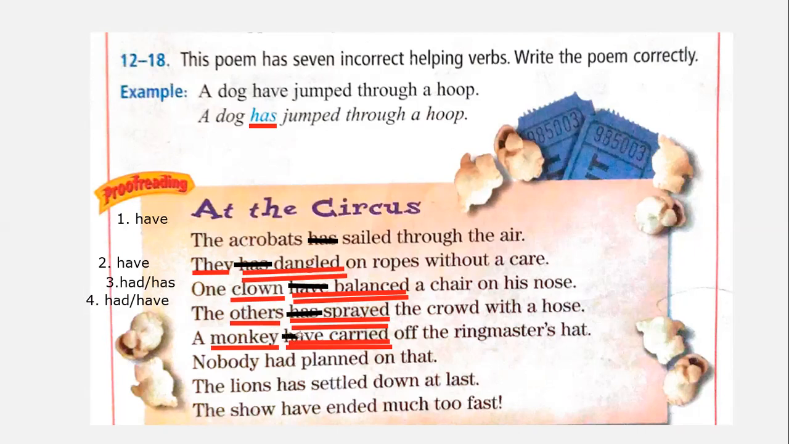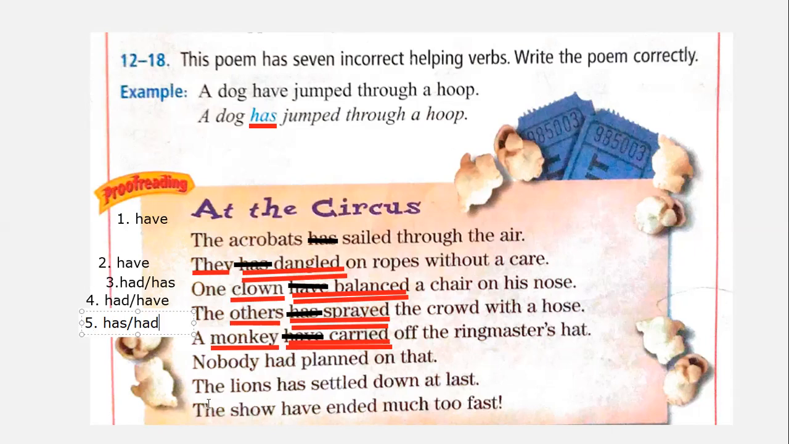We cross out have. And then how do we make this okay? How do we fix this? A monkey, it's a singular subject, so we can use has, good, or had, okay? Don't forget that either one is correct, but I don't want you to overuse had.